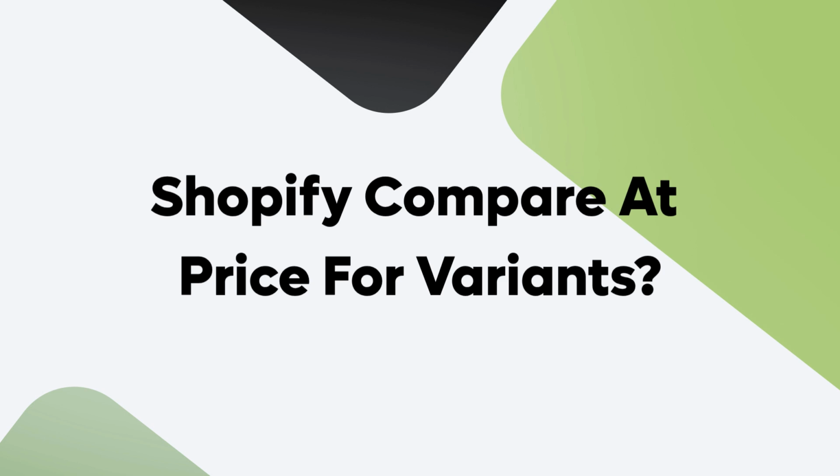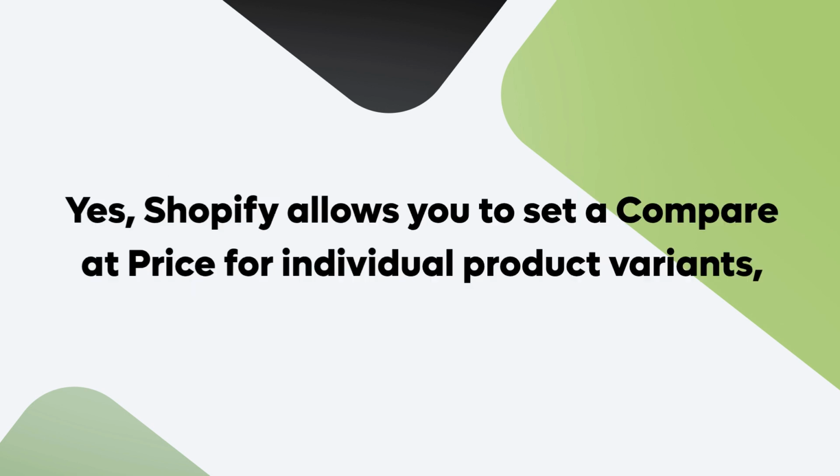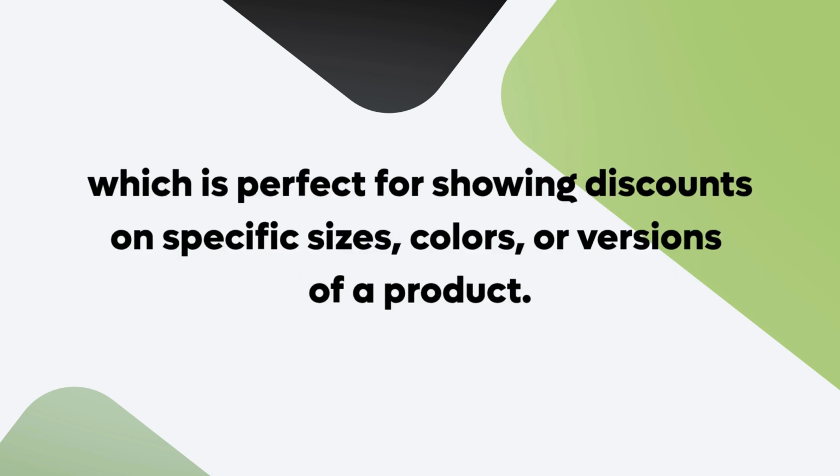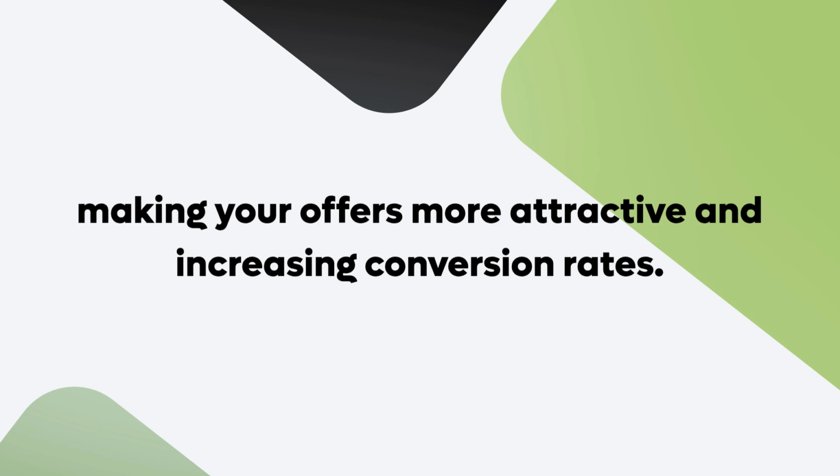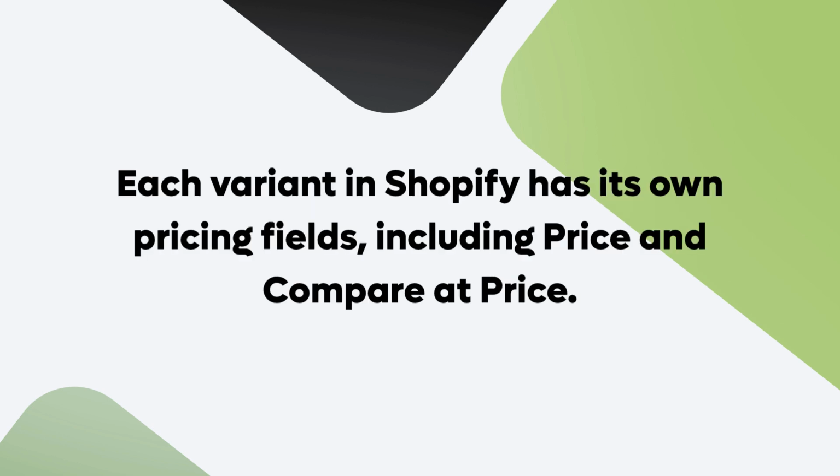Shopify compare at price for variants. Yes, Shopify allows you to set a compare at price for individual product variants, which is perfect for showing discounts on specific sizes, colors, or versions of a product. This feature helps you display a higher original price next to the current sale price, making your offers more attractive and increasing conversion rates. Each variant in Shopify has its own pricing fields, including price and compare at price.